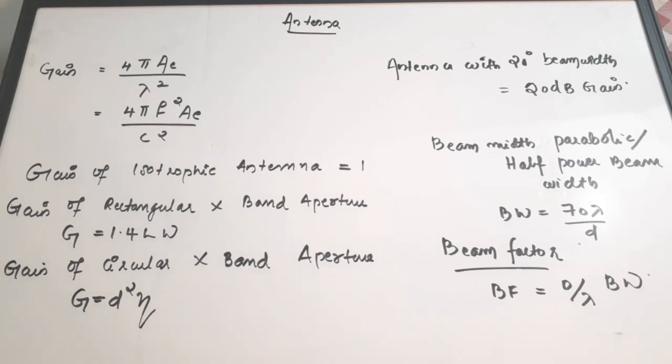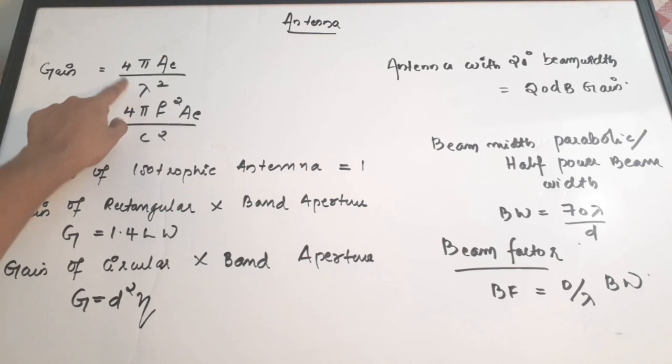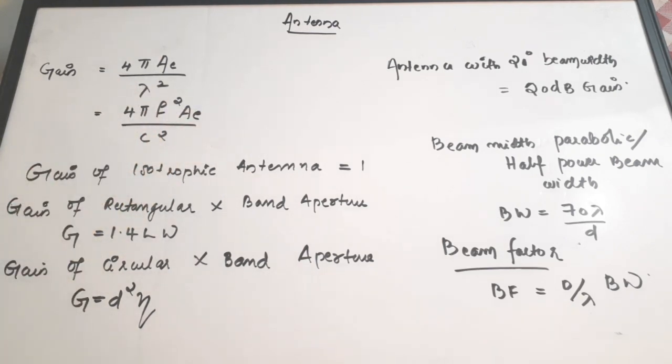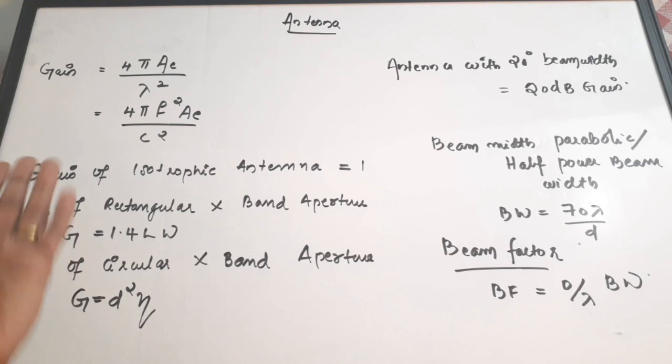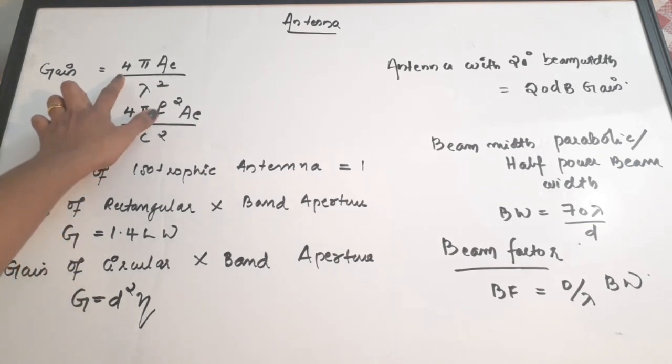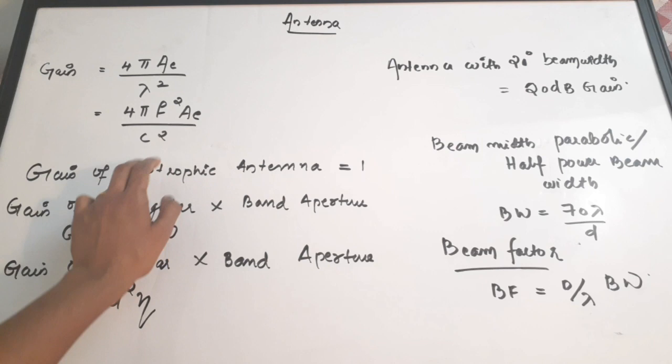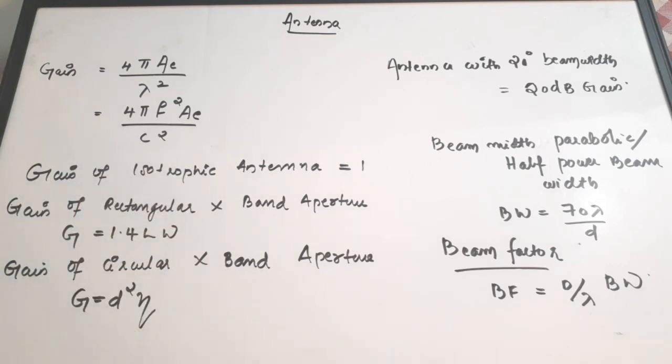It can also be written by replacing lambda with C by F, so F goes to the numerator: 4 pi F square AE by C square is the equation in terms of frequency. C is the speed of light, AE is the effective area, lambda is the wavelength, and F is the frequency of operation. So this is the general gain, which we use for a general antenna.